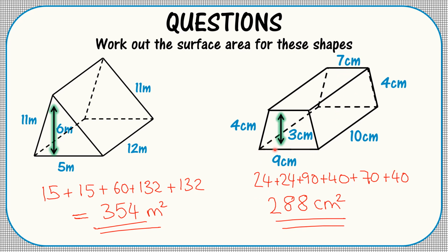Then we work out the area of this bottom rectangle, which is 9 times 10, which equals 90. We work out the area of this rectangle on the right, which is 10 times 4, which is equal to 40. You work out the area of the rectangle at the top, which will be 7 times this length, and this length is 10 centimeters because this length is 10 centimeters, which equals 70. And finally, we'll work out this rectangle on the left, which will equal 4 times 10, which equals 40. Once you add up all of these numbers, you will get an answer of 288 centimeters squared.